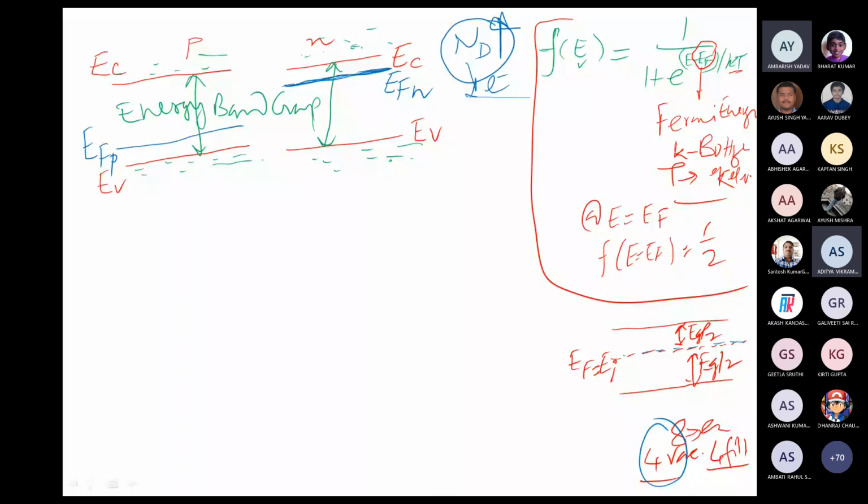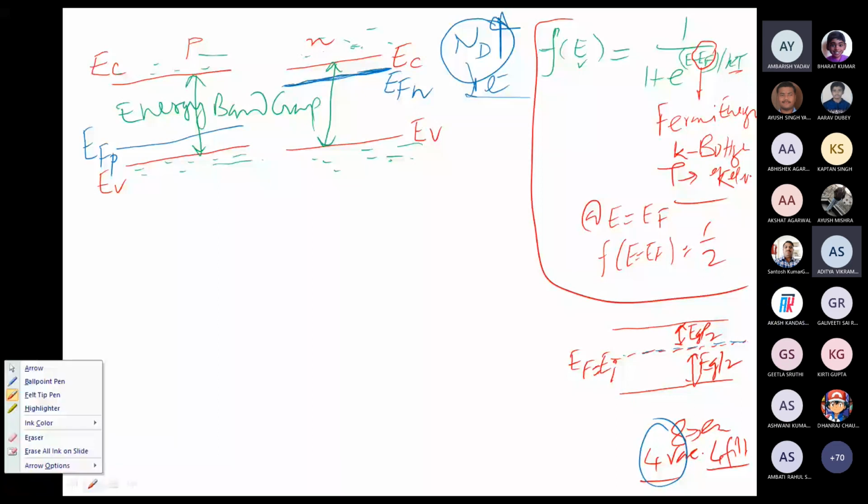If the probability of finding an electron is more in the conduction band, then the Fermi energy is shifted towards the conduction band edge. Whereas if the probability of finding the electron is more in the valence band, then it is shown to be shifted towards the valence band. That's it.